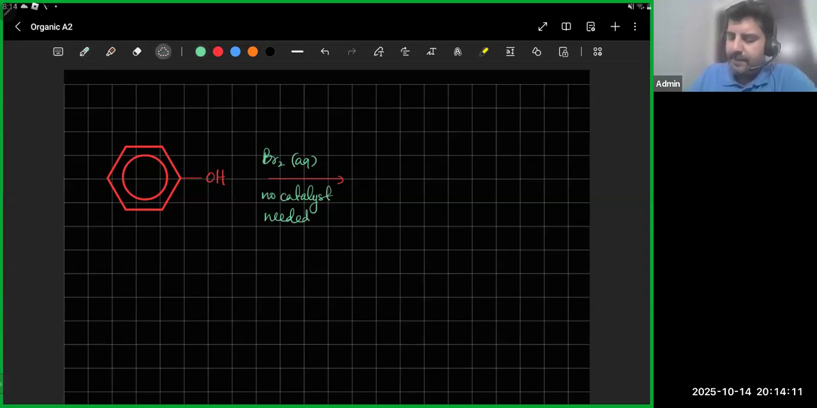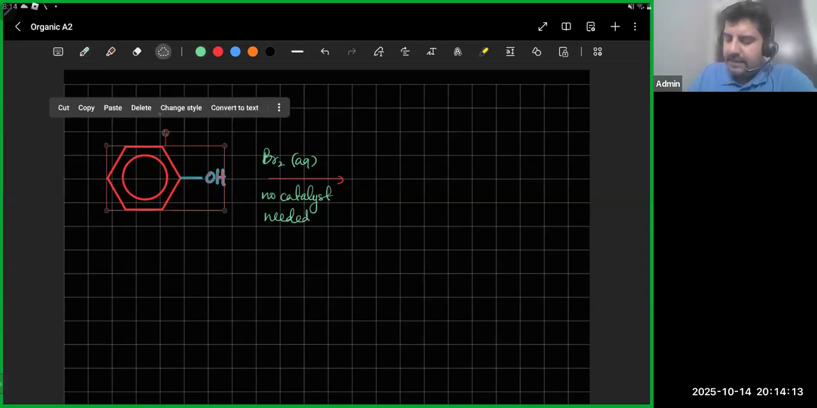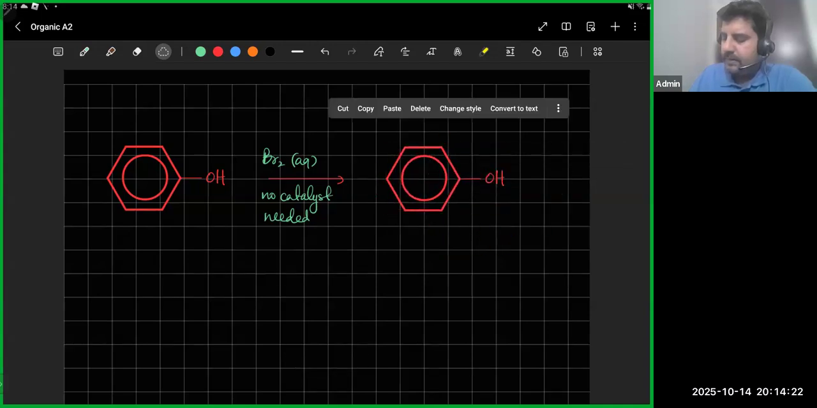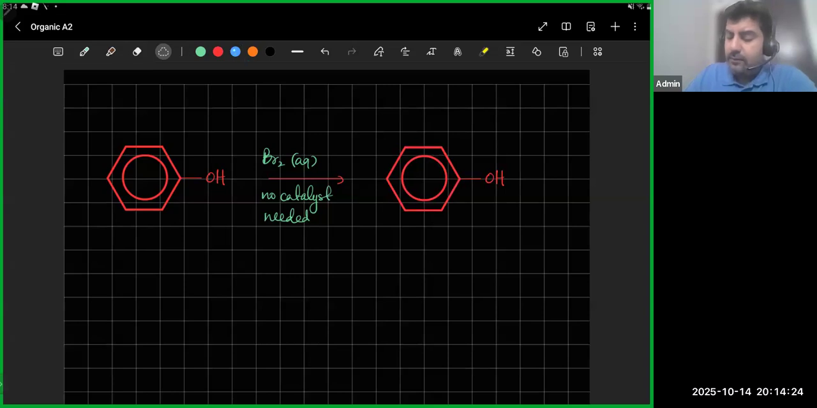No catalyst needed. And the other thing is that the reaction is going to be very fast as well. So what happens is that not only would one bromine get attached, in this case, it's going to be 3 bromines that will get attached to this. There's going to be a bromine that's going to get attached over here, one getting attached on the 4th position, and one of them getting attached on the 6th position. So you're going to get bromine on all the positions.